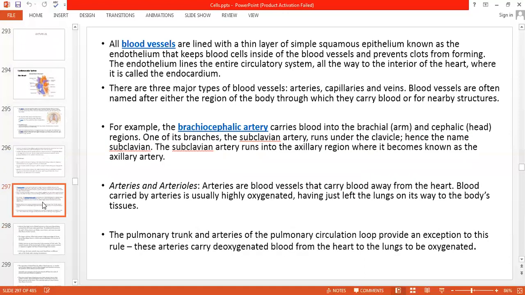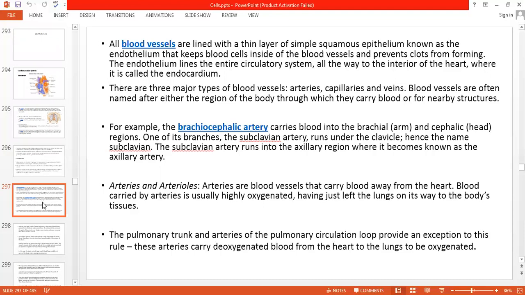All the blood vessels are lined with a thin layer of simple squamous epithelium known as the endothelium that keeps blood cells inside of the blood vessel and prevents clots from forming. The endothelium lines the entire circulatory system all the way to the interior of the heart, where it is called the endocardium. There are three major types of blood vessels: arteries, capillaries, and veins.